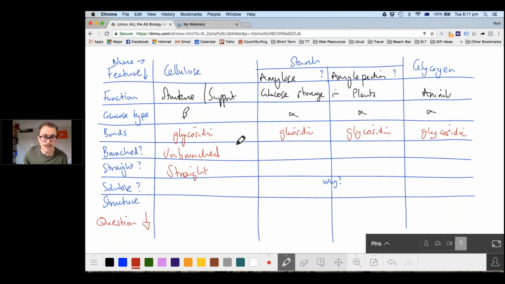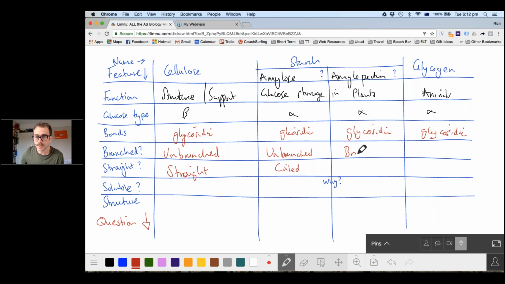They might like you to relate these to their function. I'm going to come back to that in a moment. Amylose is unbranched, but it is coiled, tightly coiled, takes up less space, so it's a more dense store of glucose. You store more glucose in a small area.